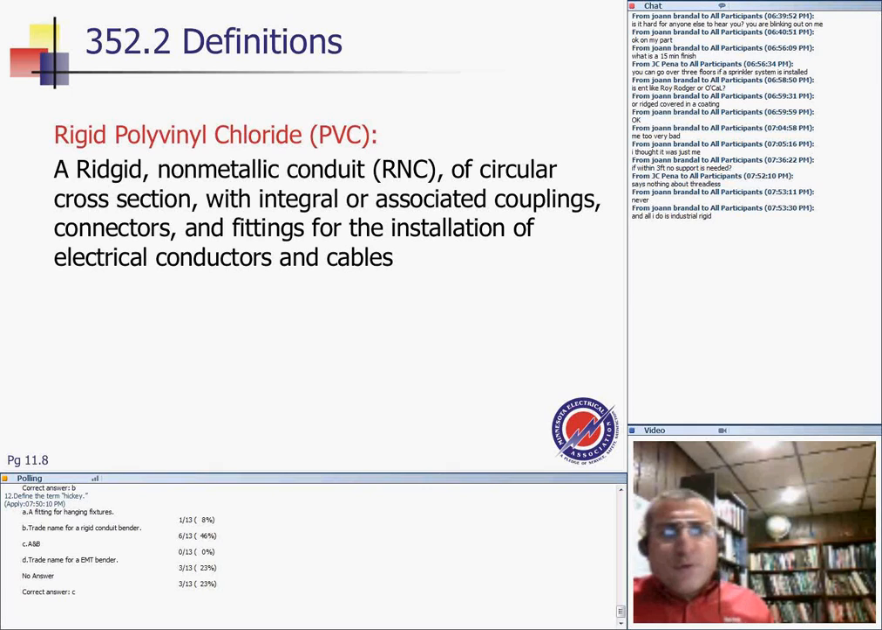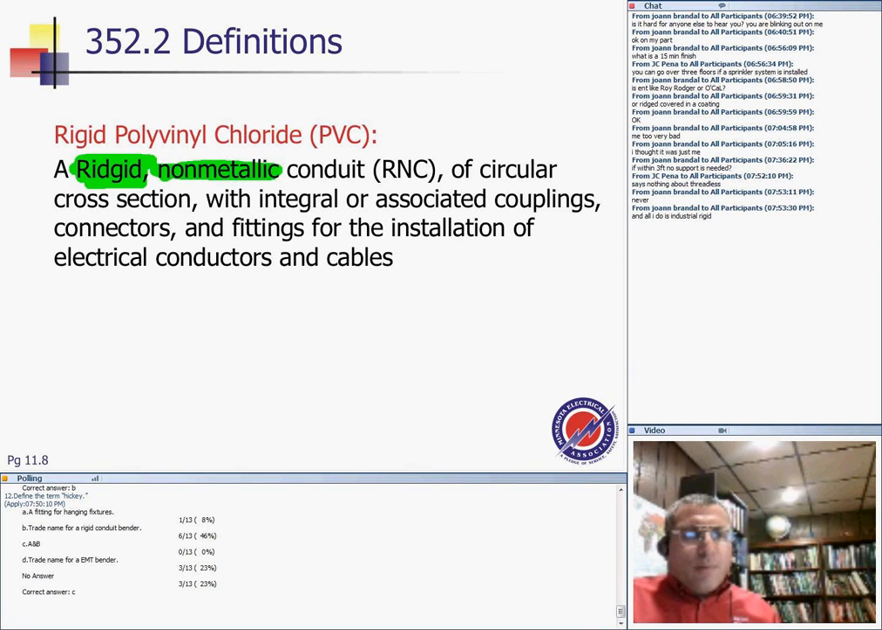PVC is your conduit of choice if you're underground or in a highly corrosive environment, including wet location. That's the beauty of using PVC. Highly corrosive environment, underground, which could basically be highly corrosive, or wet location. That's where rusting is the major advantage of PVC. It never rusts. It's rigid, so it's not pliable like the EMT. It's rigid. It's non-metallic, so any problem with corrosion and rusting is out the window.